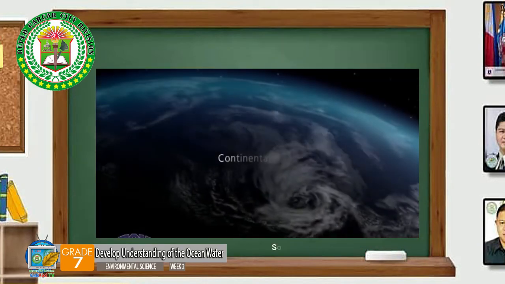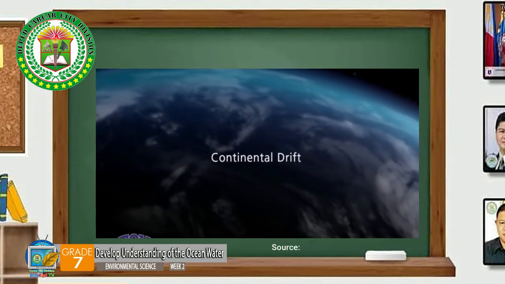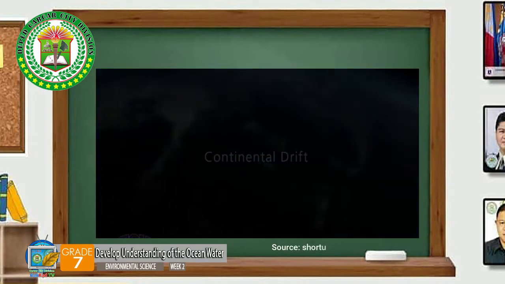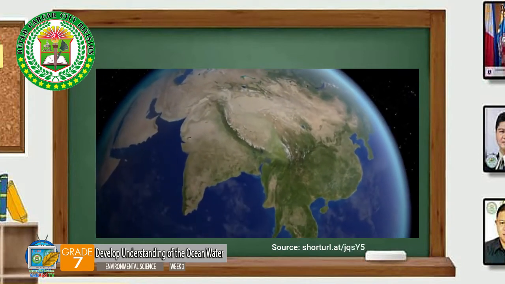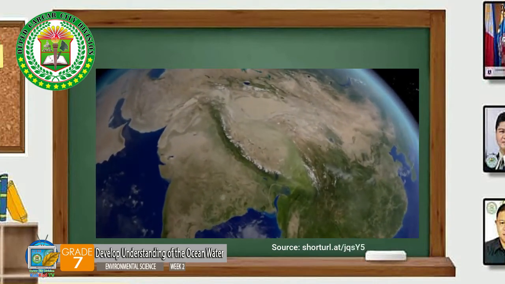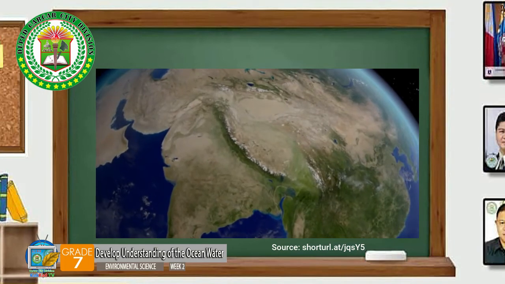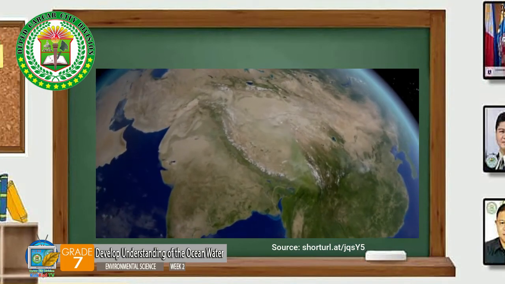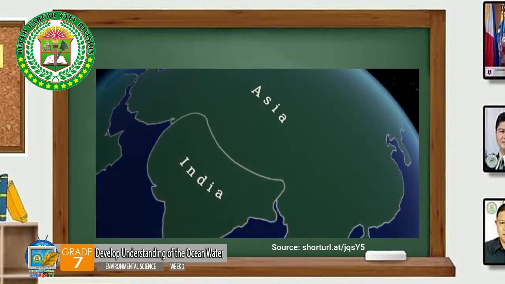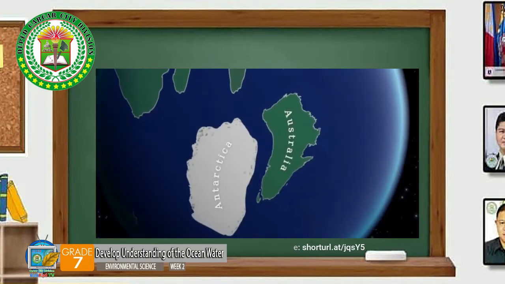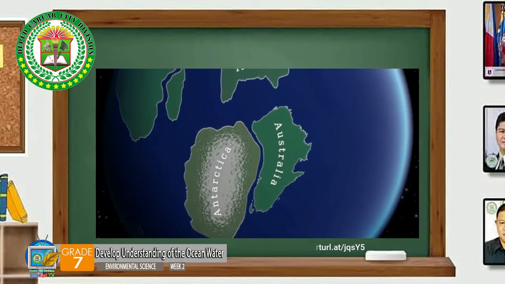By about 180 million years ago, Pangaea had begun to break apart because of continental drift. This then separated the Panthalassa Ocean into separate but connected oceans, the ocean basins we see today.